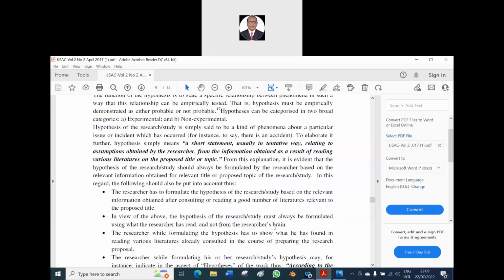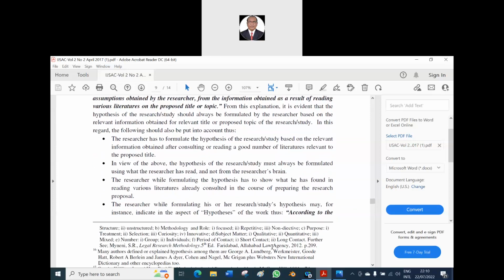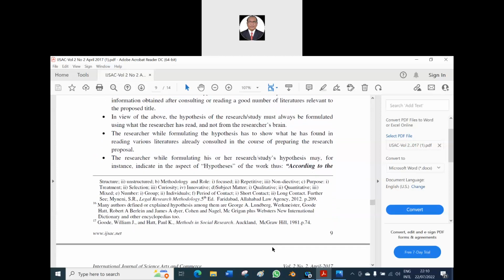So the researcher has to formulate the hypothesis of a research study based on the relevant information, the information that he studied in the literature review. Based on that, he can make the assumption and he can state the statement. In view of the above, the hypothesis of the research study must always be formulated using what the researcher has read. What the researcher has read means in the literature review, and not from the researcher's brain. After reading, he can use the researcher's brain. The researcher, while formulating the hypothesis, has to show that he has based it on the various literature already consulted in the course of preparing the research proposal. So before making the research proposal, he should have knowledge of the various aspects of the authors regarding the subject which he is going to deal with as a researcher.